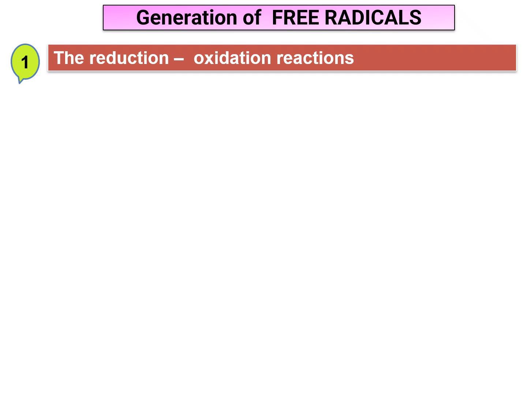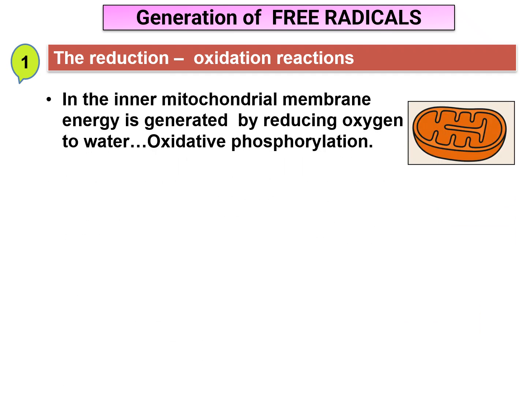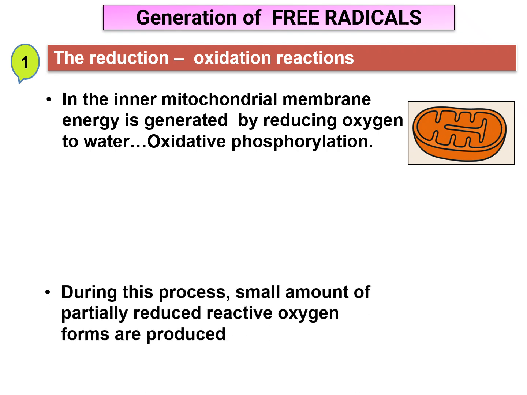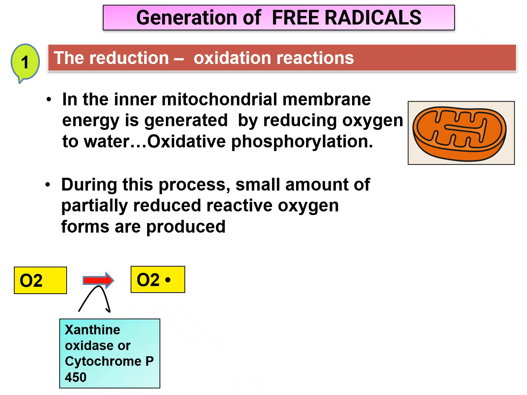How are these free radicals generated? There are various mechanisms, and as I told you, the first and foremost is oxidation reduction reactions, which happen in the mitochondria. In the inner mitochondrial membrane, ATP, that is energy, is generated by reducing oxygen to water. This is known as oxidative phosphorylation, and in this process various intermediates are formed because of partial reduction of oxygen. Here we can see this oxygen is reduced to superoxide anion by the enzyme xanthine oxidase or cytochrome P450.